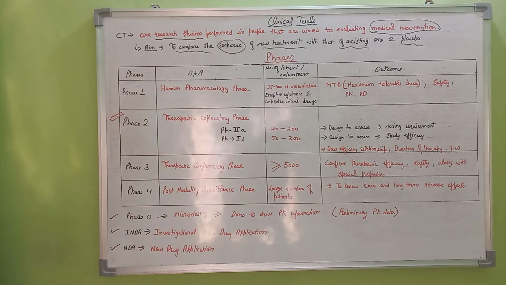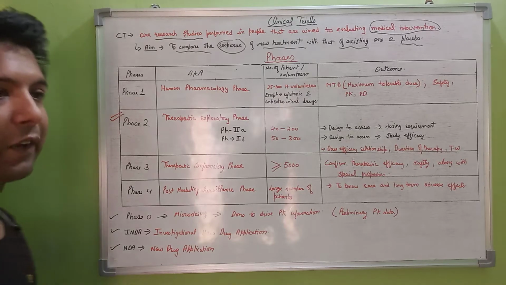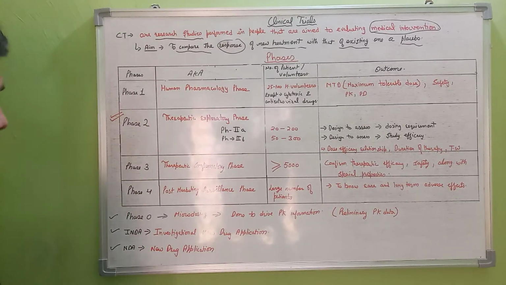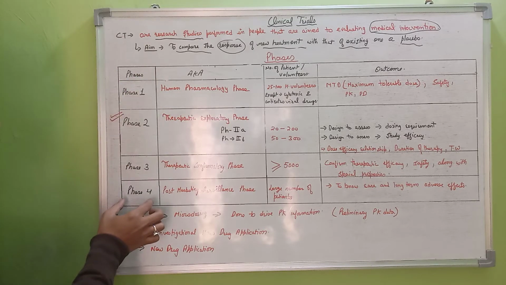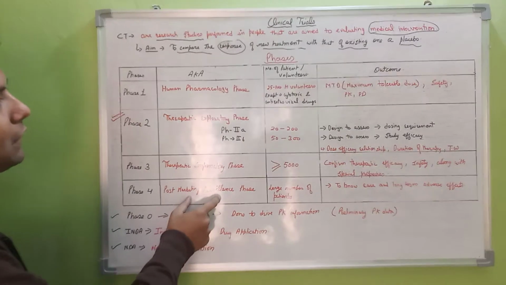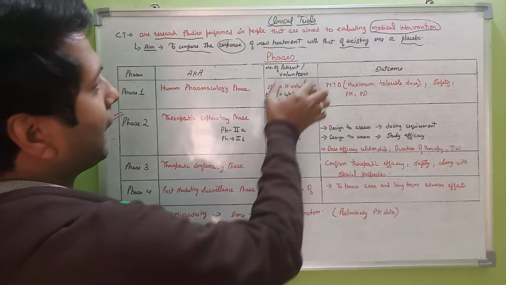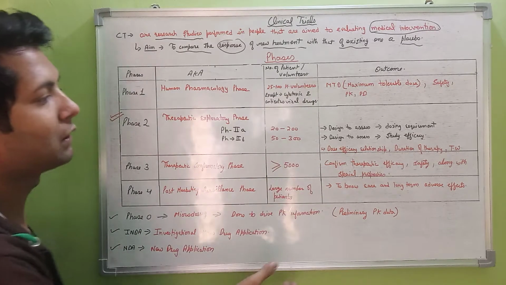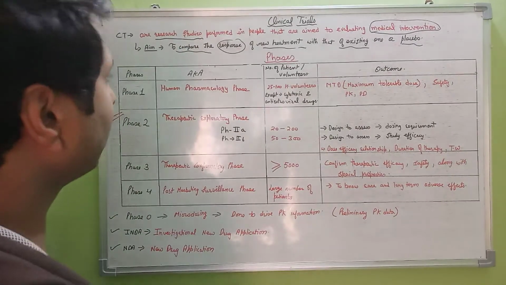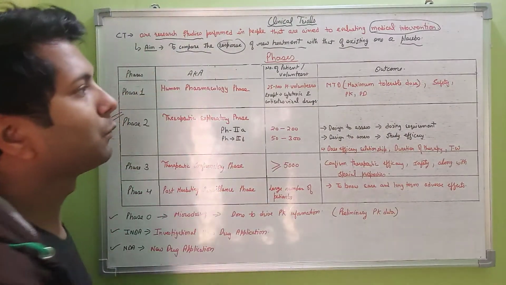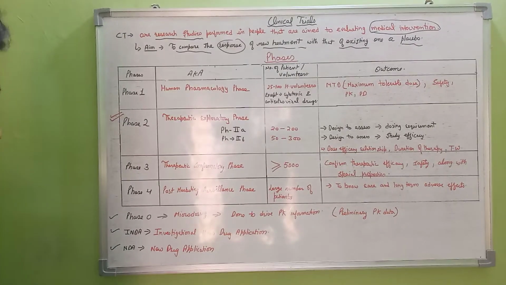So in a clinical trial we have different phases. Generally we have four phases. This column will represent the number of the phases, this column will represent the name of the phases, this column will represent the number of patients and volunteers taken in the clinical trials, and this column will represent the outcome of the different phases. So let's get started with the phases one by one.